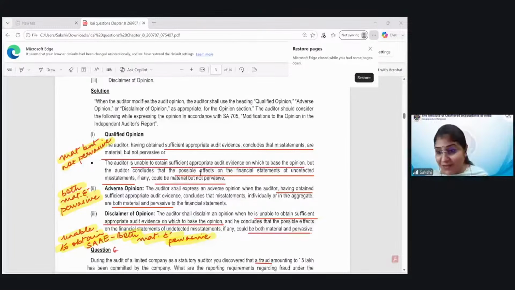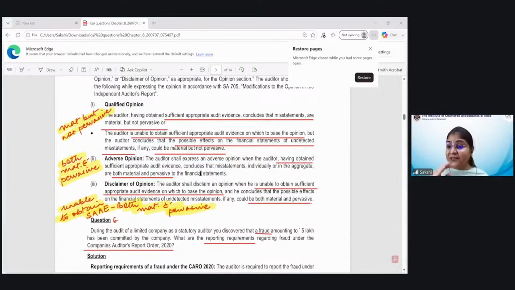On what basis has he given that opinion? The auditor should consider the following while expressing the opinion in accordance with SA 705. What is 705? It talks of modifications to the opinion in the independent auditor's report. That means if the auditor has given a qualified opinion, adverse opinion or disclaimer of opinion. So first, discussing qualified opinion. Students, this question is important and it has been repeated in your question and answer set 3 times.